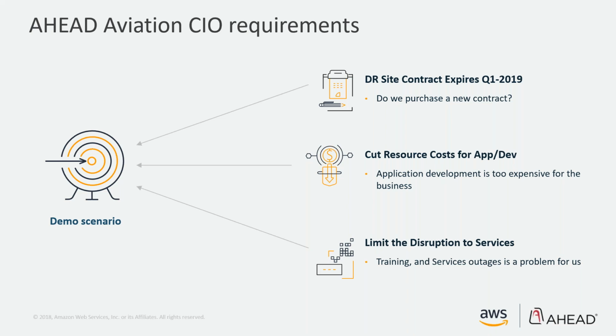And then lastly, of course, we want to limit the disruption of services. So obviously, we don't want to have downtime. It's important for our mission critical application that we'll be demoing to stay up. So we're going to try and limit the amount of downtime as much as possible.